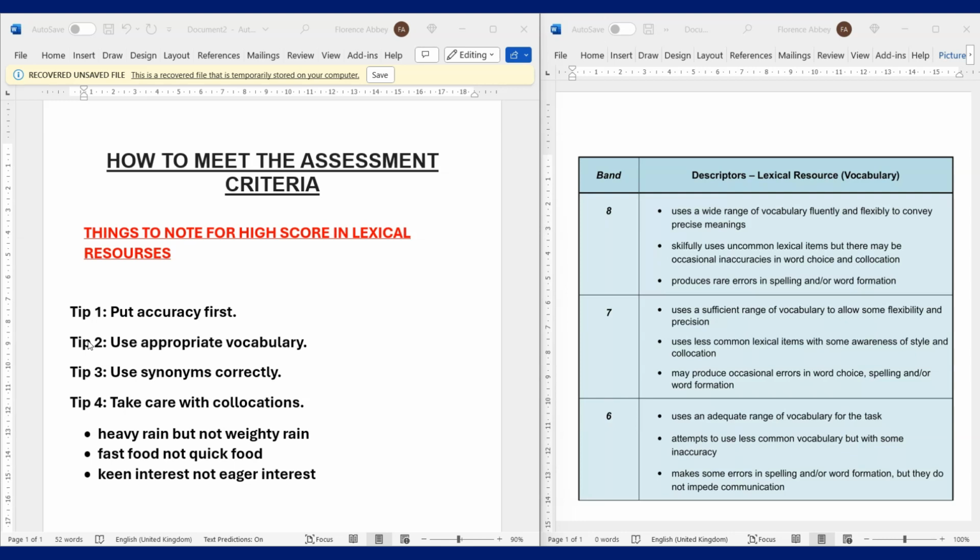So the next thing you should also note is the use of synonyms correctly. When we talk about synonyms, we mean different words that mean the same thing, and they are very important when you want to get a high score in your test. But you have to make sure that you know what you are writing, and that the synonym you are using is correct and fits the sentence properly.